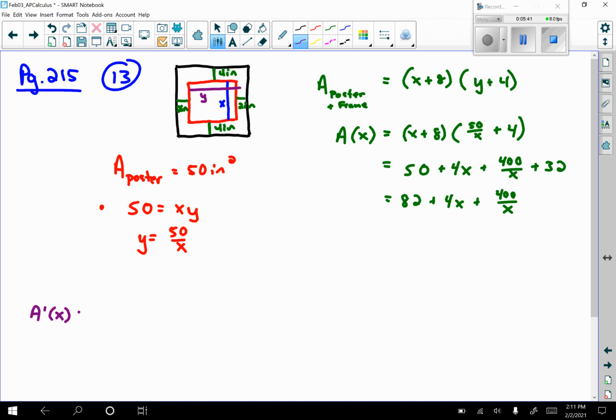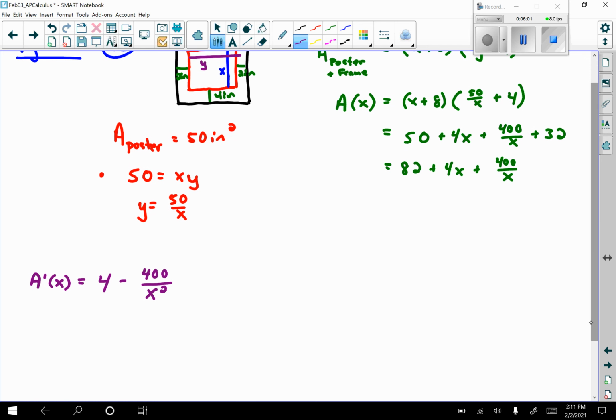Hard part's over, right? Coming up with the formula here. So that's just going to give us 4. And again, we can think of this 400 over x as 400 times x to the negative first. So we're going to get negative 400 over x squared. So minus 400 over x squared. Then we'll set that equal to 0. I'll just say 4 will equal 400 over x squared. We can multiply both sides by x squared.